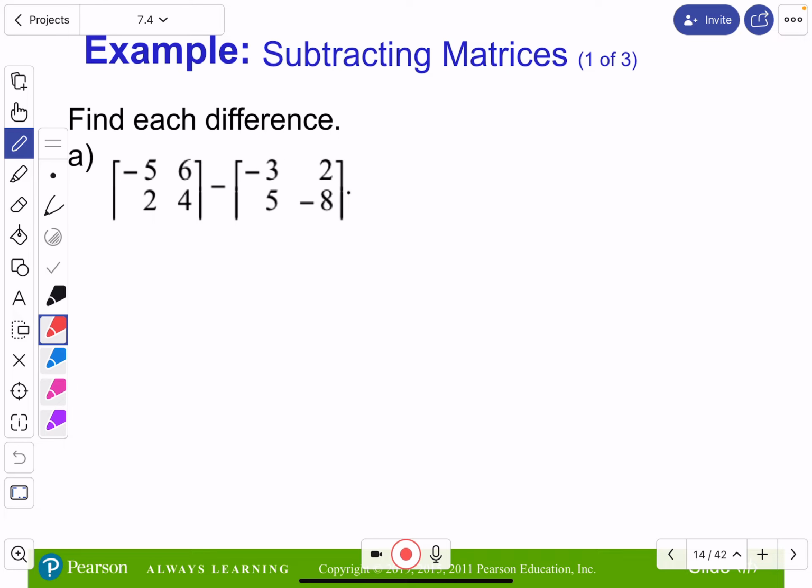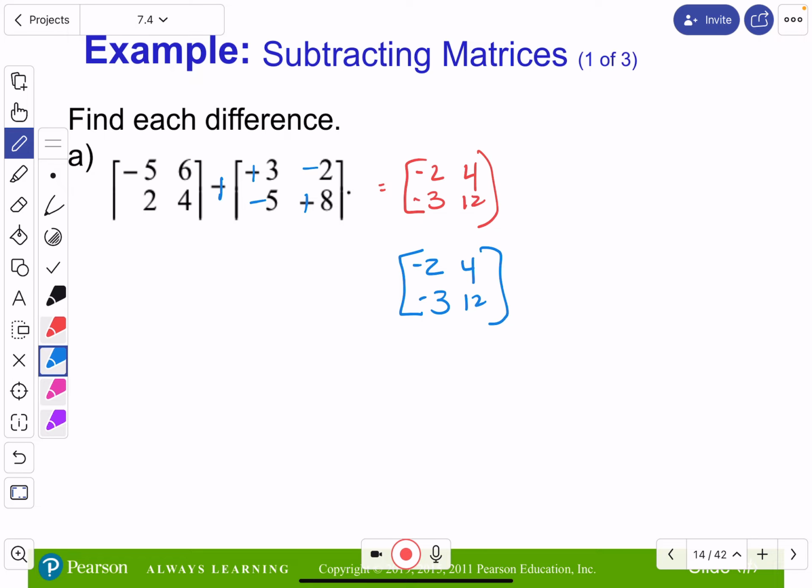So you try subtracting this one. If you wanted to subtract, negative 5 minus negative 3 is negative 2. 6 minus 2 is 4. 2 minus 5 is negative 3. And 4 minus negative 8 is 12. If you'd prefer to add, you just change the signs of all the elements. Then negative 5 plus 3 is negative 2. 6 plus negative 2 is 4. 2 plus negative 5 is negative 3. 4 plus 8 is 12. You get the same answer, whichever makes you feel more comfortable.